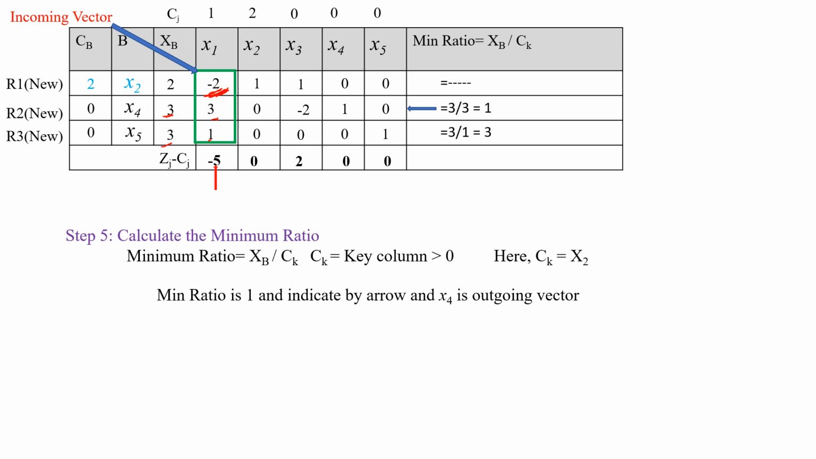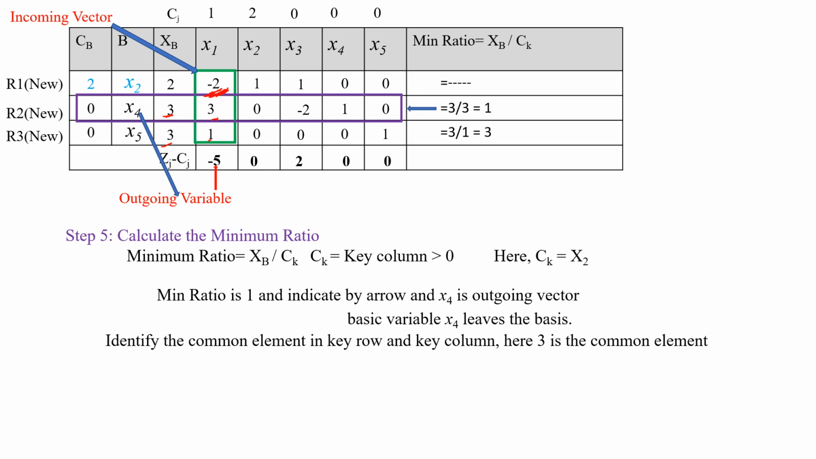for the x2 row, sorry, x4 row, the second row. So that row we are calling the key row and it is indicated by the arrow, and x4 is called the outgoing vector, and x4 leaves the basis. So next we have to identify the key element. It is the common element in the key row as well as the key column. Here 3 is the common element and we are calling it the key element.